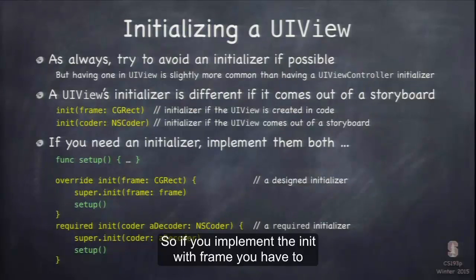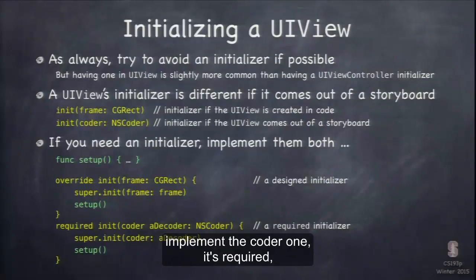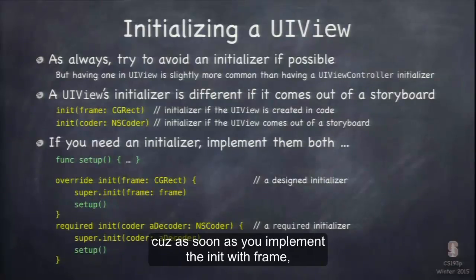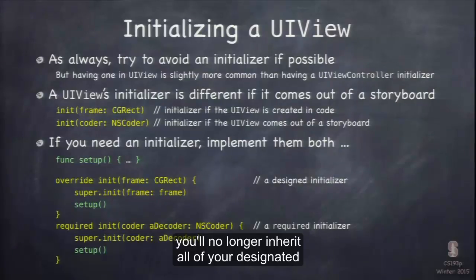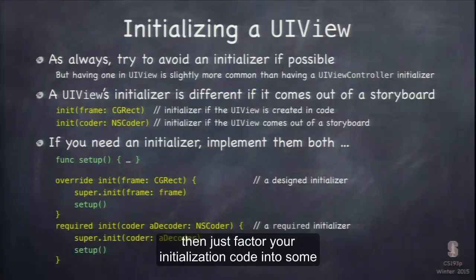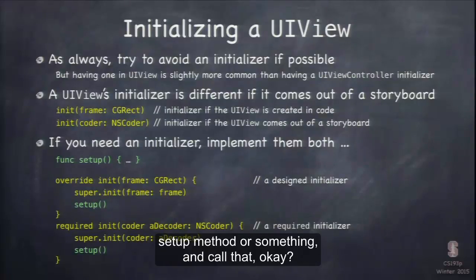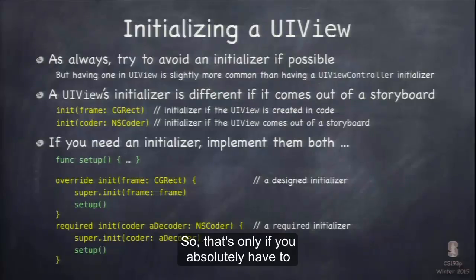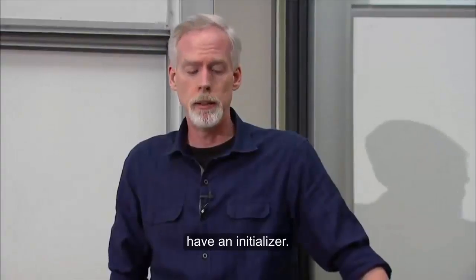So if you implement the init with frame, you have to implement the coder one as required. Because as soon as you implement the init with frame, you'll no longer inherit all of your designated initializers. You won't inherit the init with the coder. So basically implement them both and then just factor out your initialization code into some setup method or something and call that. Okay? So that's only if you absolutely have to have an initializer.